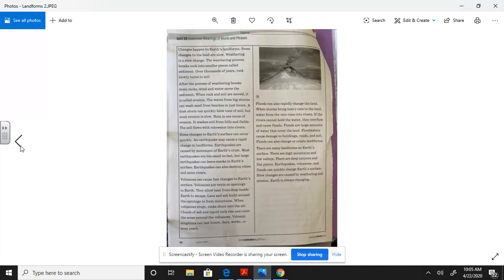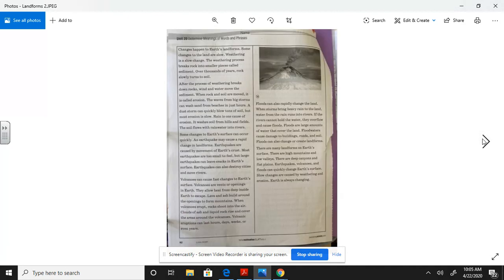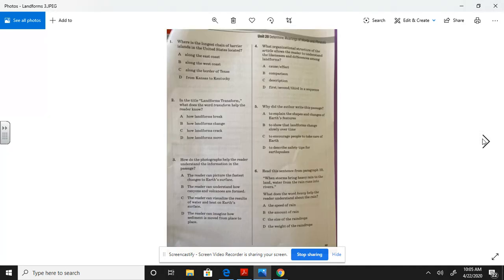Number three, how do the photographs help the reader understand the information in the passage? Well, when I look back at the photographs, I see one here of a volcano. And I see one here of, it's hard for me to see from this picture, but it's either a barrier island or maybe it looks like the Grand Canyon. I think I see the mountains around it. But either way, they're both showing me photographs of actual landforms, right?